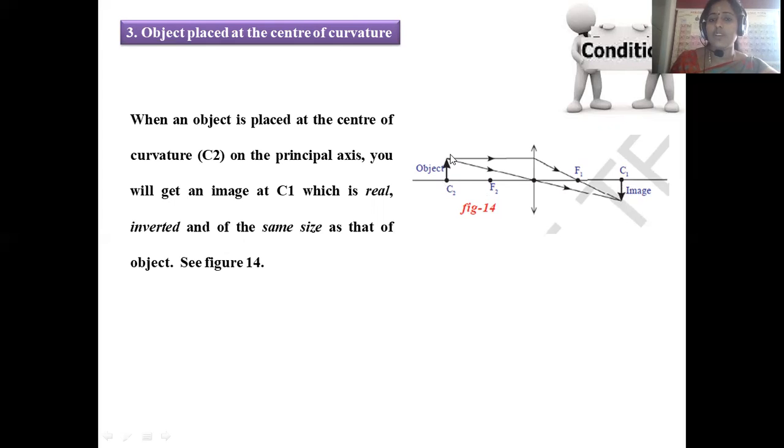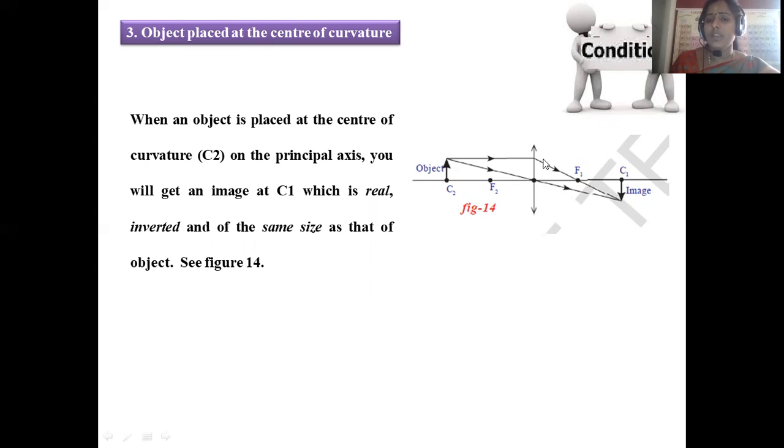What's condition number 3? If the object is placed exactly at the center of curvature, you will get the image exactly at the center of curvature on the other side of this convex lens. Here, two light rays are allowed to pass through: one from the tip point moving parallel to the principal axis, and the second moving at a certain angle and crossing the optical center.